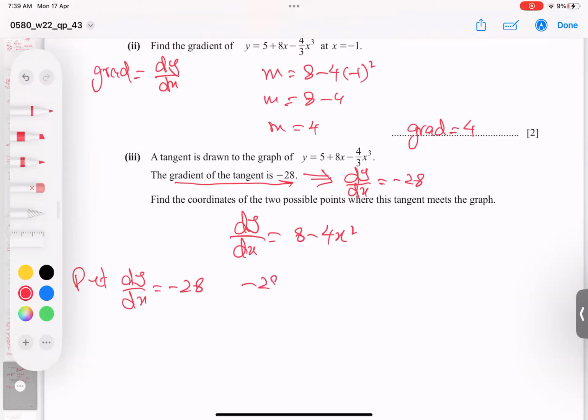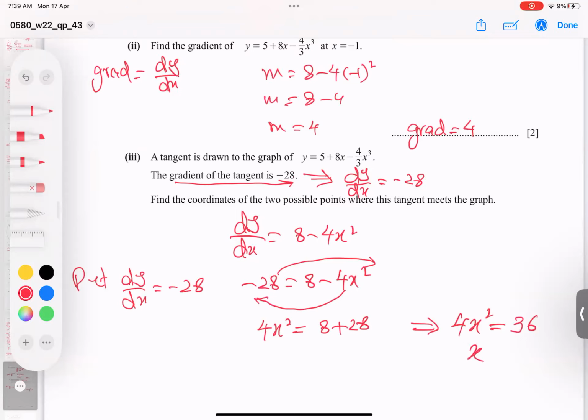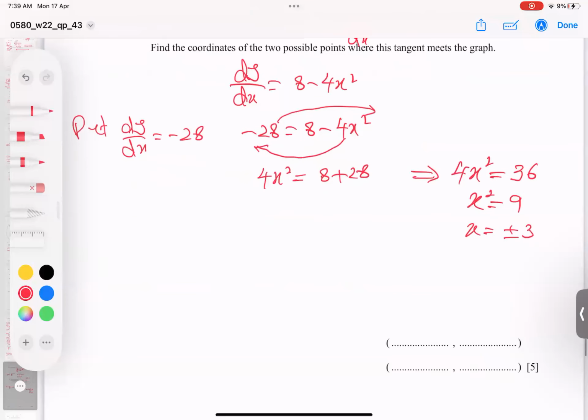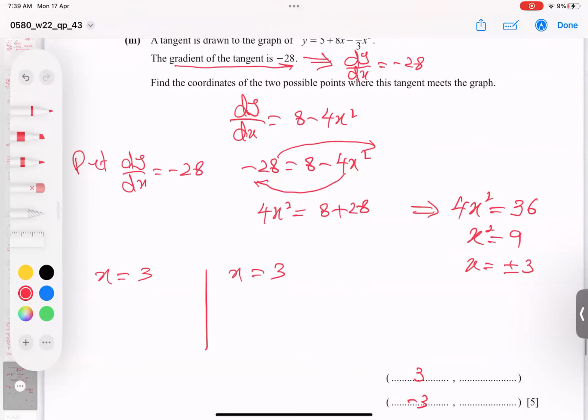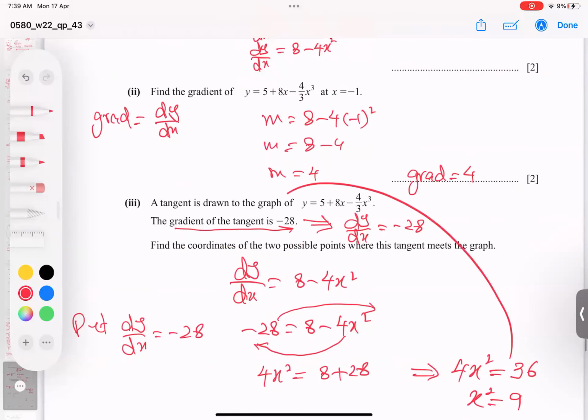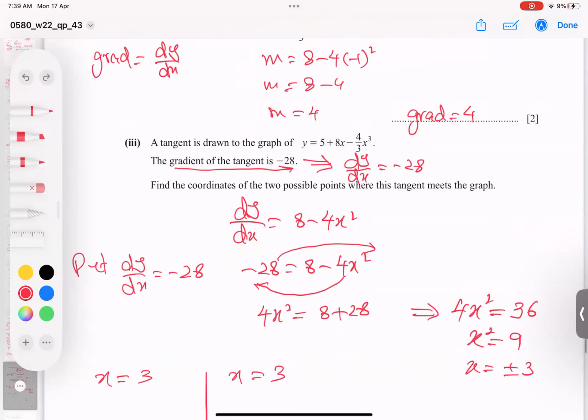Minus 28 equals 8 minus 4x to the power 2. On this side, 28 goes to the other side, so 4x to the power 2 equals 8 plus 28. It means 4x to the power 2 is 36. Dividing by 4, we get 9. Take the root: one time plus, one time minus. You must write both. But he's asking for coordinates, so 3 and minus 3. We're looking for y values as well. No problem, I will plug both x values back into the equation to get the y values. So let's see what our values are.